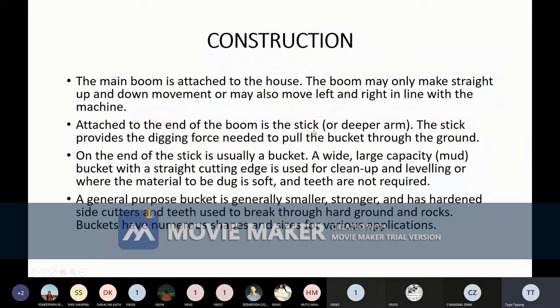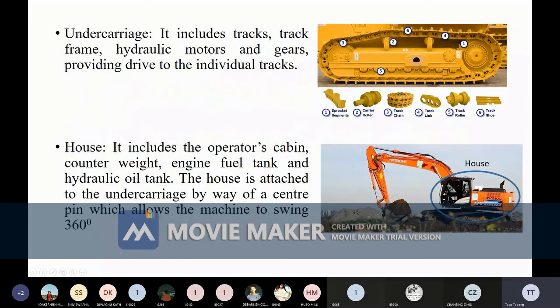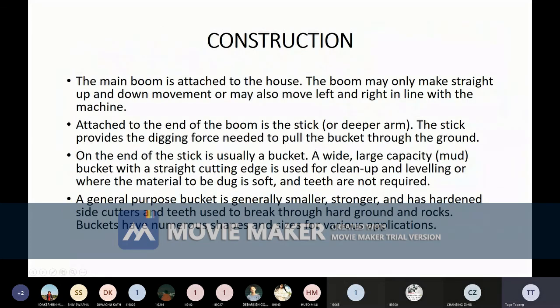Attached to the end of the boom is a stick or dipper arm. The stick provides the digging force needed to pull the bucket through the ground. So attached to the boom is your stick. So this is your stick. We have already discussed. Because of the movement of the stick, we are able to exert force on the bucket.